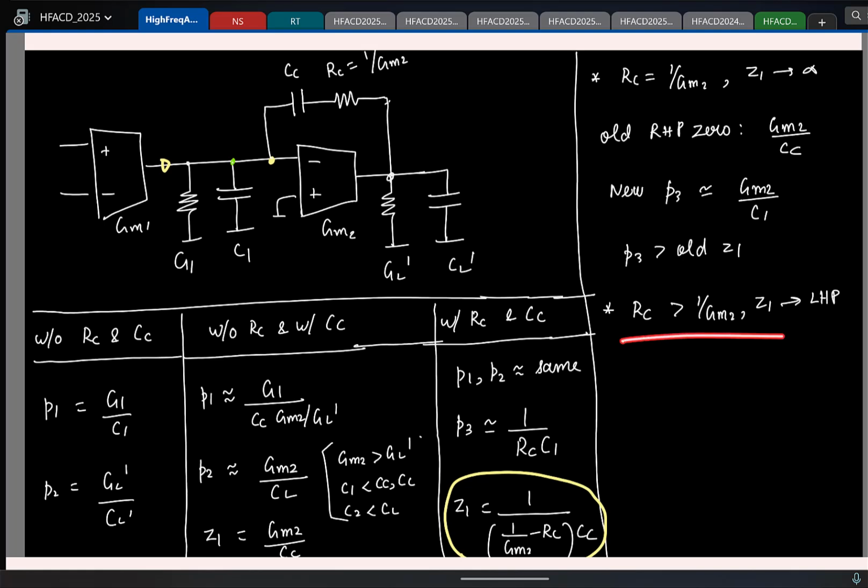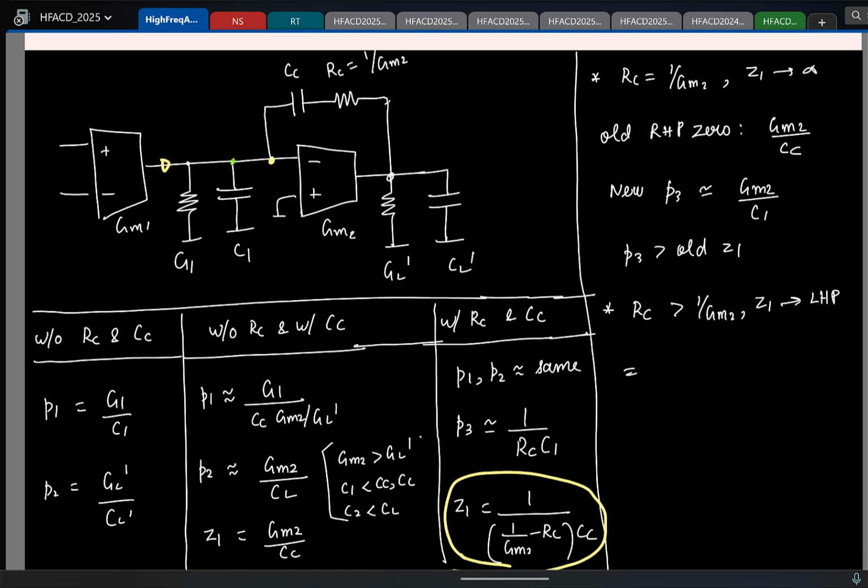But if I keep increasing RC by a lot, what else can change? You see that P3 depends on RC. If I keep increasing the resistor value, this pole which you assume to be at a larger frequency will start coming to a lower and lower frequency. That will start degrading your phase margin. So you can't go crazy on this. There is a limit to it. Best way is to keep it to be 1 by GM2, you are safe. Slightly higher is okay. But if you keep increasing it further, you will end up with the risk of the third pole actually coming to a lower frequency and affecting your phase margin.